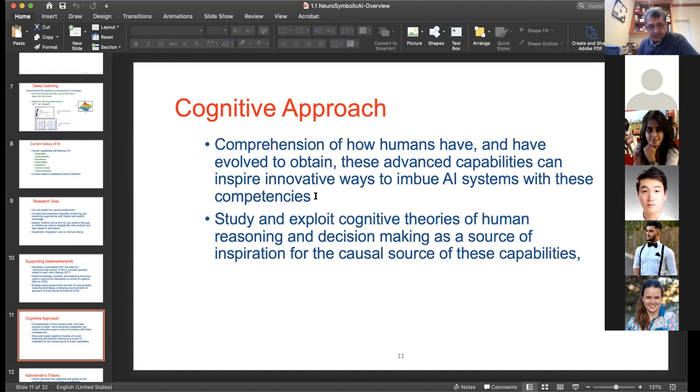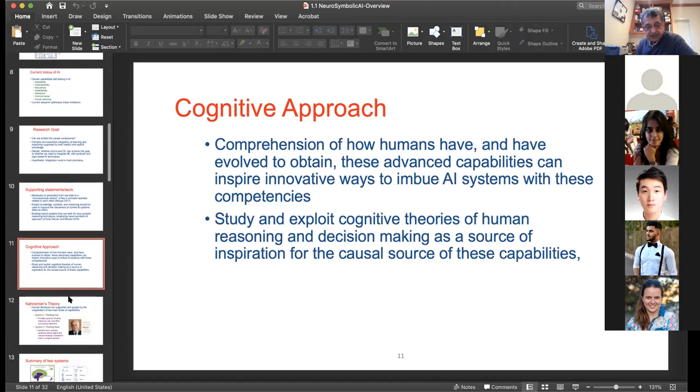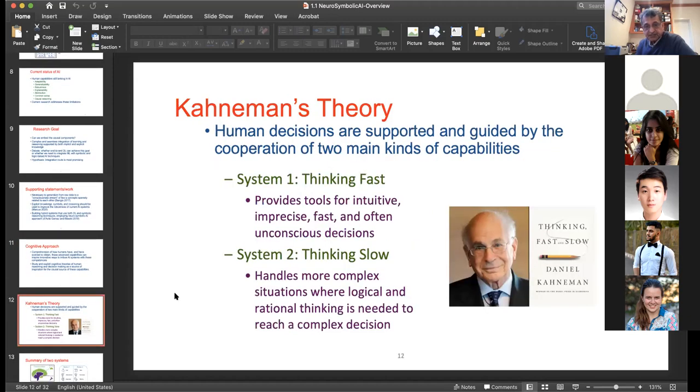So it says being inspired by the cognitive approach, which is what I picked up on with this system 1 and system 2, Kahneman's theory. This is the guy Kahneman. He's the guy who wrote the book Thinking, Fast and Slow.